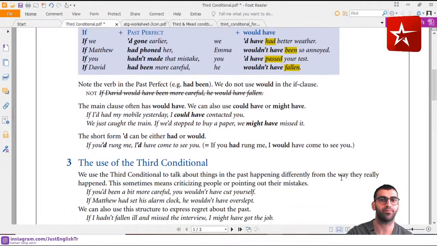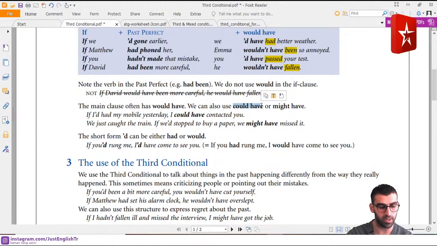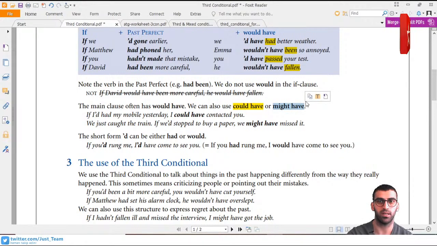All right. Look here, and I'm going to show you some examples. Past perfect, and we don't use would in the if clause. So the main clause often has would have, and we can also use could have. It's a kind of possibility. Could have or might have. I'm highlighting it to show you clearly.